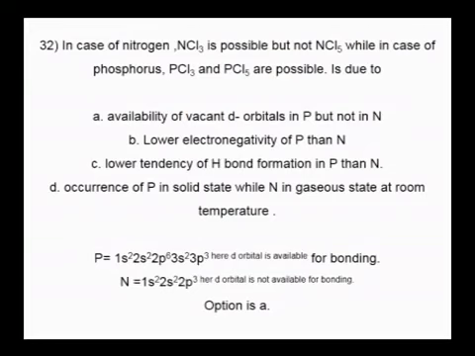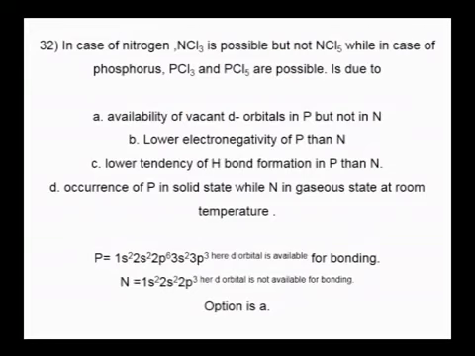Let us see the options. The first option, A: availability of vacant d orbitals in P but not in N. B: lower electronegativity of P than N. C: lower tendency of hydrogen bond formation in P than N. D: occurrence of P in solid state while N in gaseous state at room temperature.